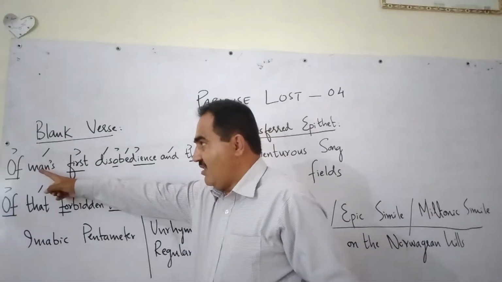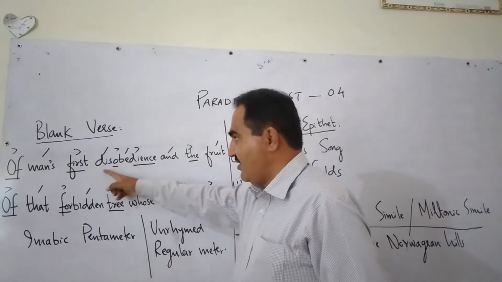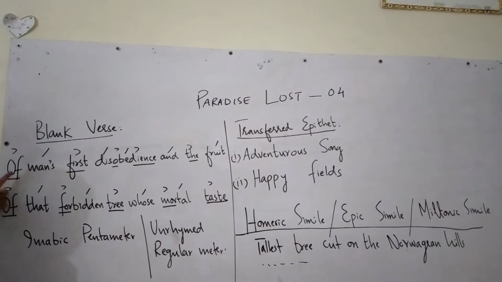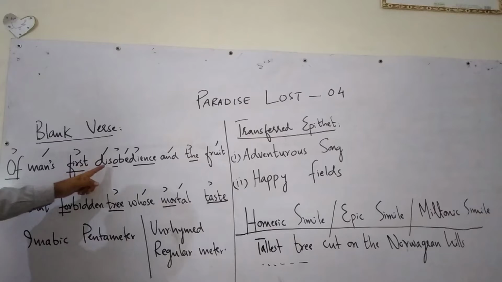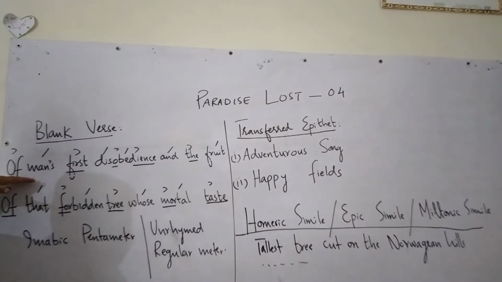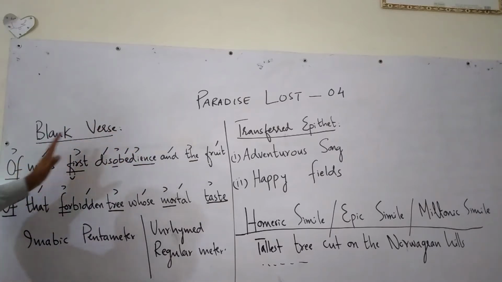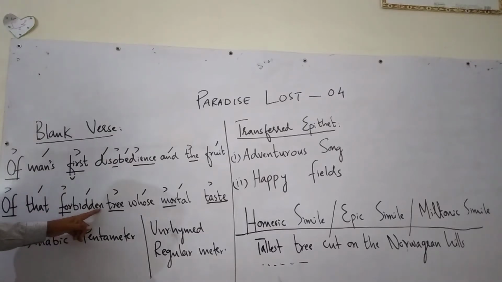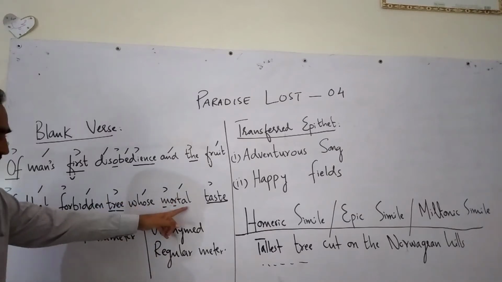For example, look at this first line: of man's first disobedience and the fruit. Now, if you look at the stress pattern, this is unstressed, this is stressed, unstressed, stressed, unstressed, stressed, unstressed, stressed, unstressed, and stressed. If you look at this line overall, there are 5 unstressed and 5 stressed syllables. And if you want to give them sound, you can say ta du ta du ta du ta du. This is how the stress varies. Same is the case in the second line: unstressed, stressed, unstressed, stressed, unstressed, stressed, unstressed, stressed, unstressed.